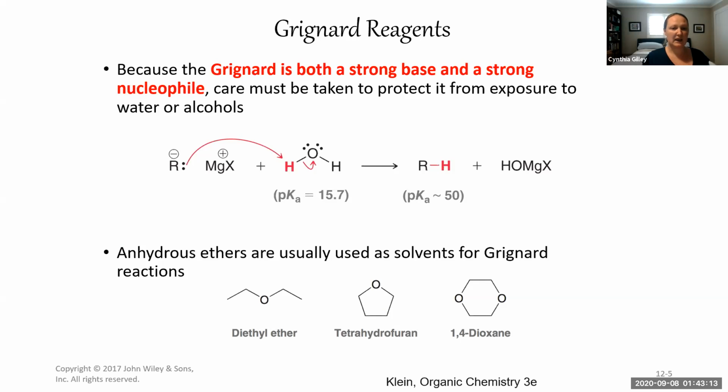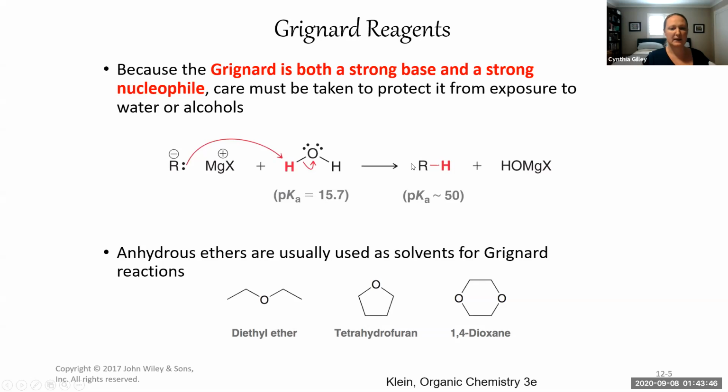Because the Grignard reagent is both a strong base and a strong nucleophile, care has to be taken to protect it from exposure to anything acidic. And that includes water, other alcohols, or anything else that contains an acidic proton. For example, if a Grignard reagent, which is represented by the R- here, is exposed to water, it can just pick up a proton from water to become an alkane.